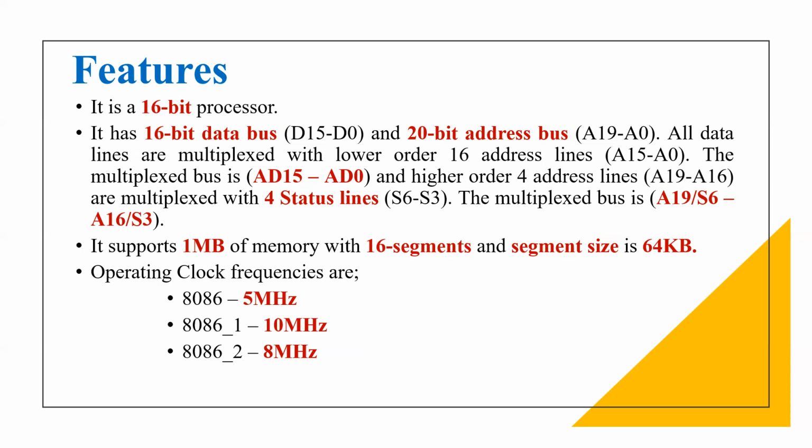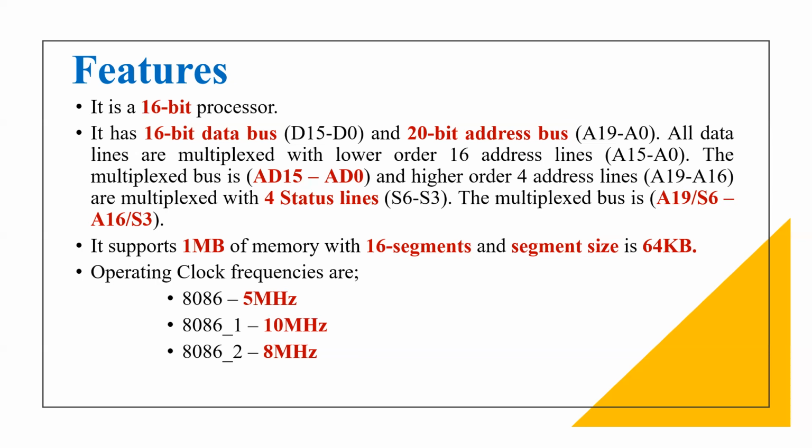The second feature is, it has 16 data lines D15 to D0 and 20 address lines, that is, a 20-bit address bus A19 to A0. All data lines are multiplexed with the lower order 16 address lines A15 to A0. The multiplexed bus here is AD15 to AD0. Similarly, we have the higher order 4 address lines A19 to A16. These are multiplexed with the 4 status lines S6 to S3. The multiplexed bus is A19/S6 to A16/S3. Here the multiplexing is time division multiplexing.